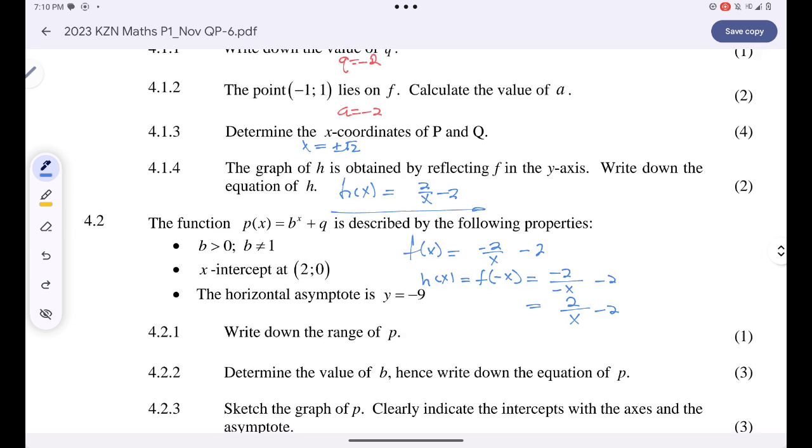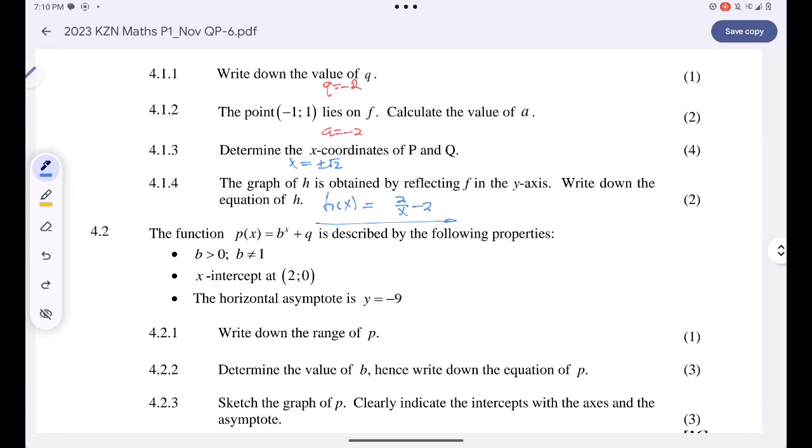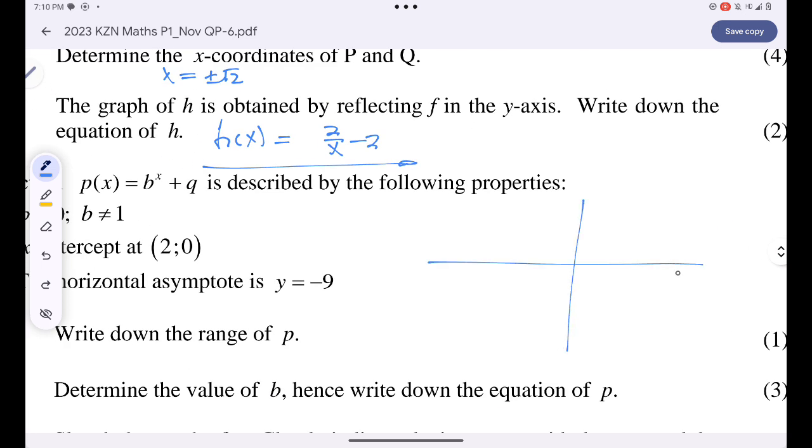Okay, now let's move to 4.2. In 4.2, I'm told that the function p is described by the following properties. b is greater than 0, and b is also not equal to 1. The x-intercept is at 2, and the horizontal asymptote is at negative 9. So basically I have a graph like this, eh?